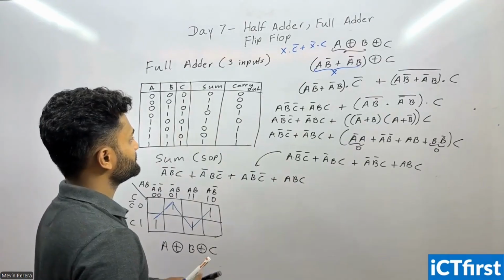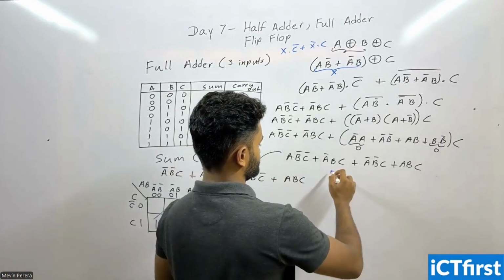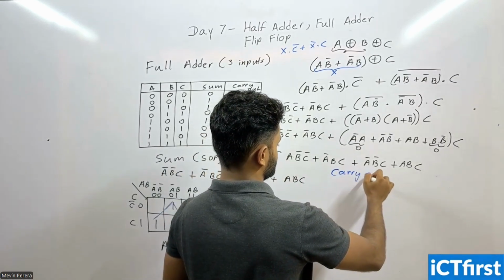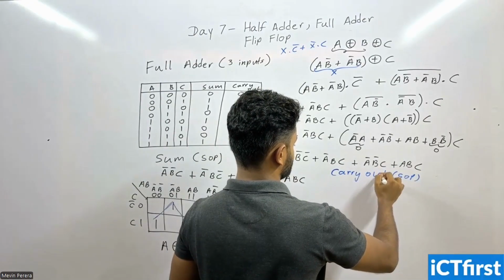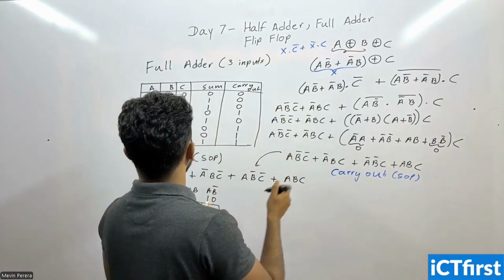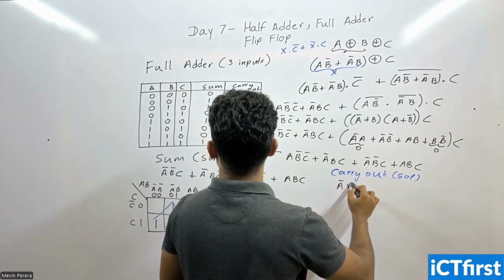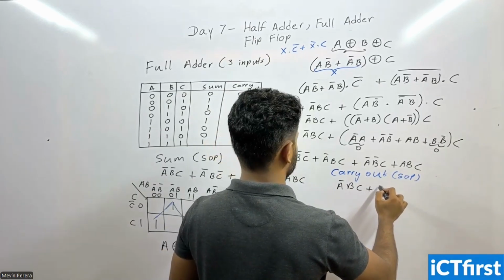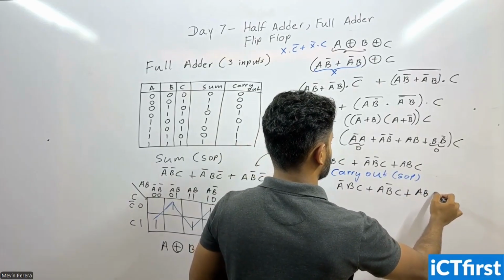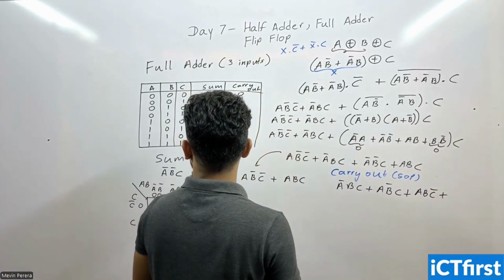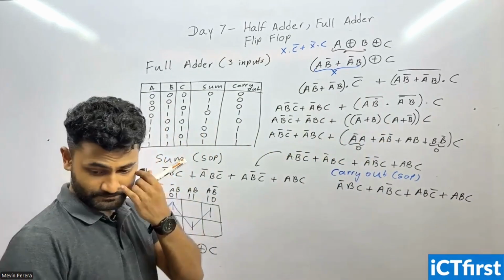Okay, now we could get this one to carry out as well. SOP. Now that is A bar BC plus AB bar C plus ABC bar plus ABC, right?